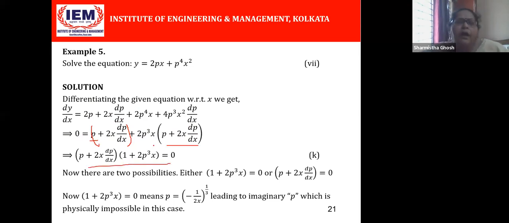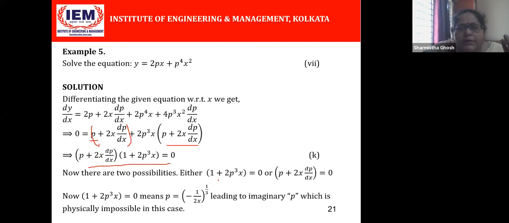Okay. Now, of course, when I have two factors, there are always two possibilities. Either the first factor is 0 or the second factor is 0. But note one thing, if we look into this second factor, is it something feasible? 1 plus 2p^3 x equal to 0.